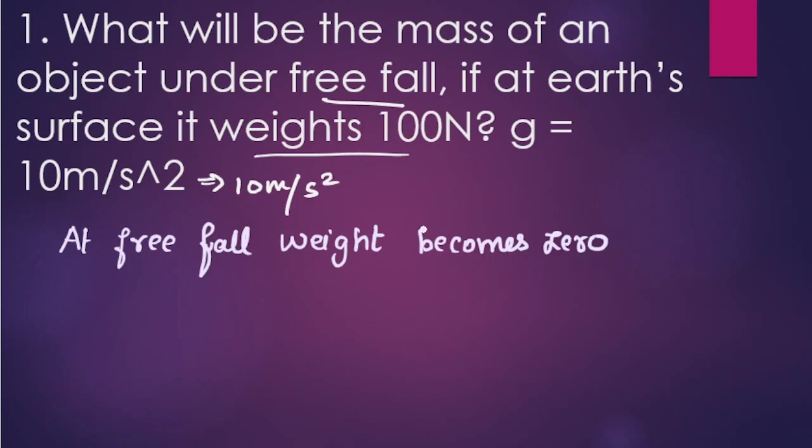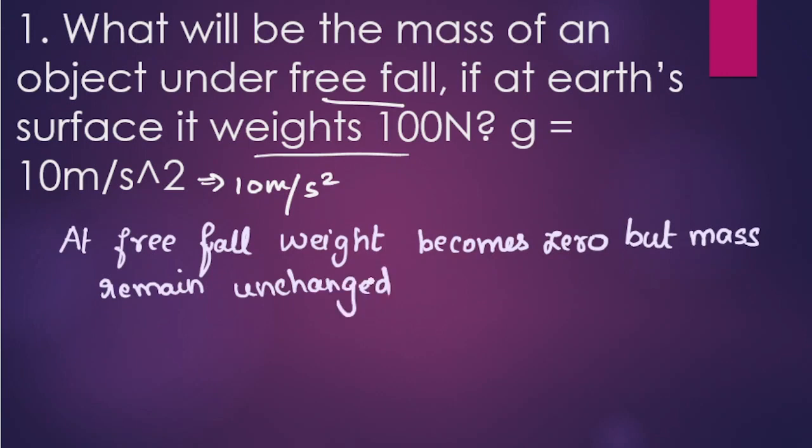You have a certain mass. If you are 65 kgs or 75 kgs, you will stay at the same mass. But your weight will change with gravitation. Okay? At free fall, weight becomes zero, but your mass remains unchanged. Clear? So your weight changes but mass remains unchanged.